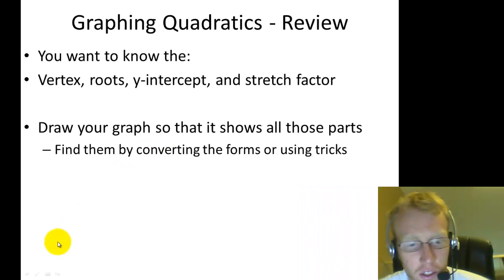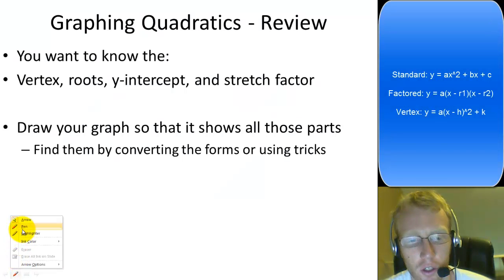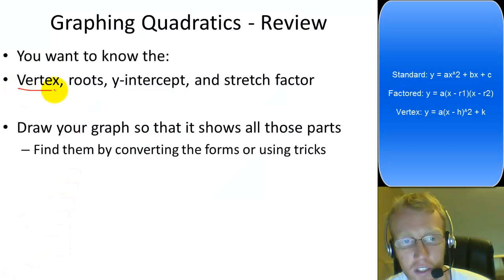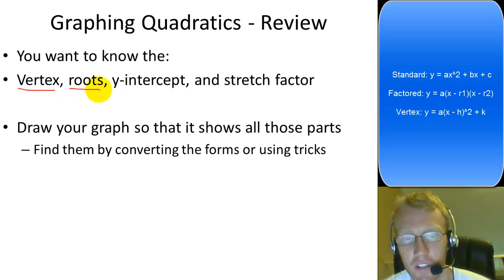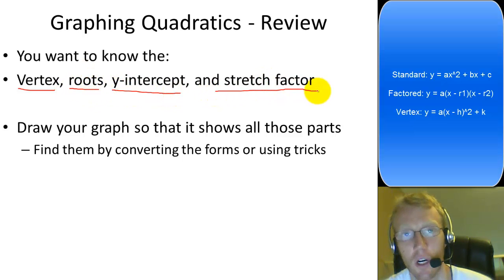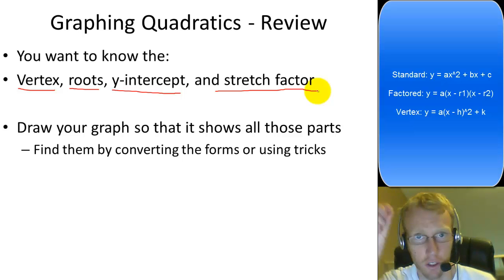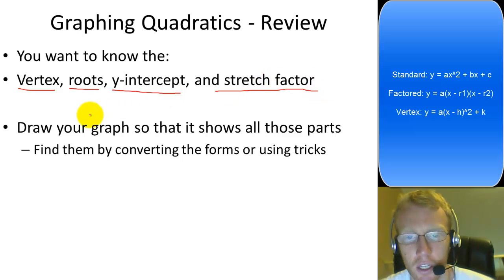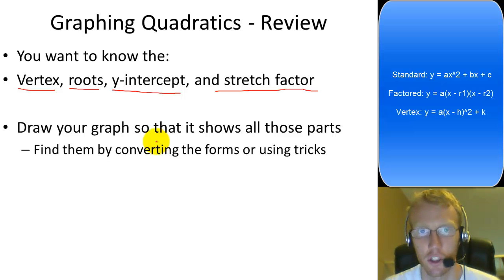So the important things you have to remember that you're searching for when you do a graph to make it look good are obviously the vertex, but you also want to have the x-intercepts, which are called the roots, the y-intercept, and you've got to be aware of the stretch factor when you're drawing it to make sure you stretch or compress the right amount. So you want to draw your graph, label your axes, and draw it in such a way that you have all these important parts shown.